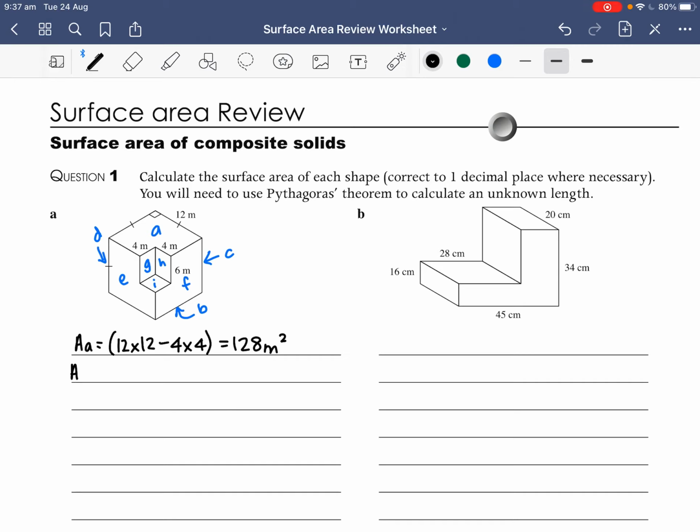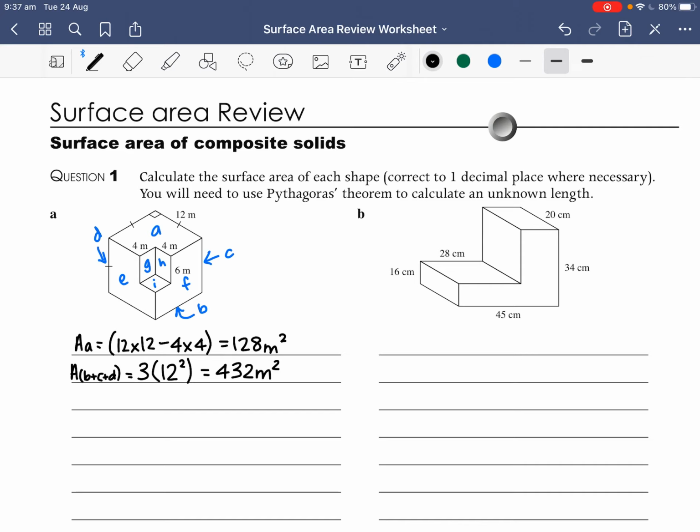We then have the area of B. Now the area of B is exactly the same as the area of C, which is exactly the same as the area of D. So we're going to find all of these together. So the area of B plus C plus D is that there's 3 of those, and these are squares with sides 12 and 12. So it's 3 times 12 squared, or 12 times 12. So 3 times 12 squared is equal to 432 meters squared.